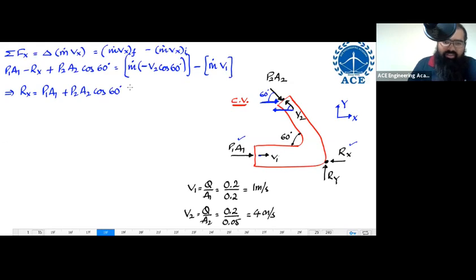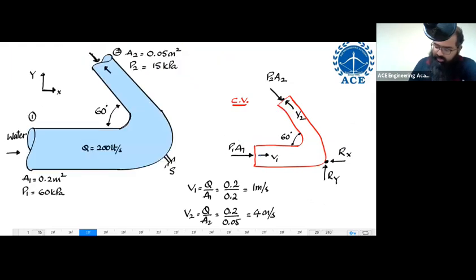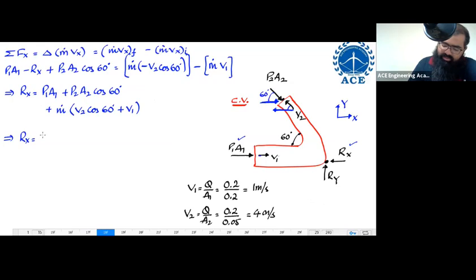Calculations might be slightly lengthy, but don't worry. This is also negative. This is also negative. If they come on one side, they'll become positive. So plus m dot common to V2 cos 60 plus V1. This entire value will be equal to the value of Rx, which implies the value of Rx is equal to P1. How much was P1? 60 kilopascal.